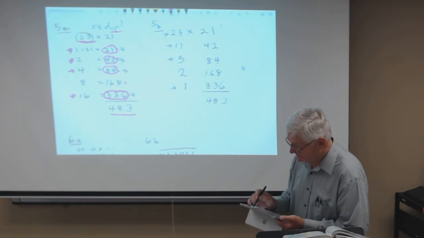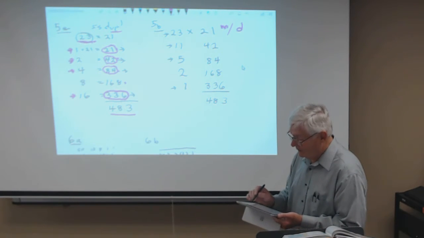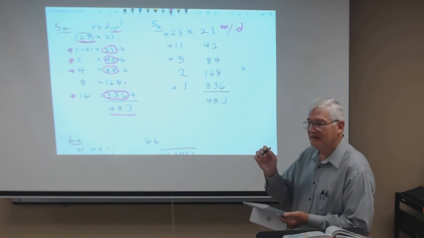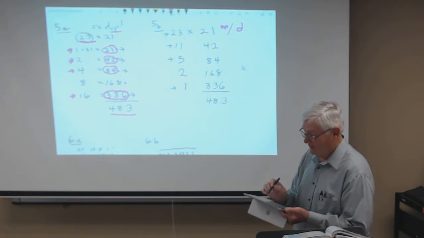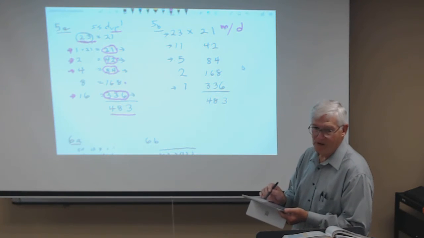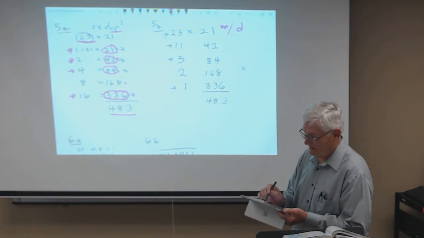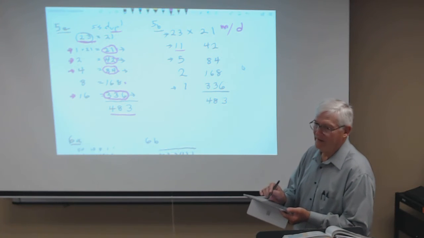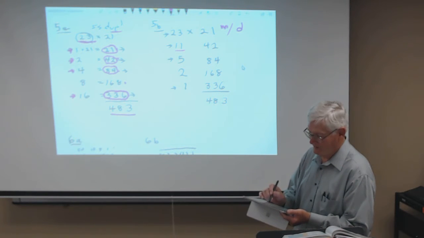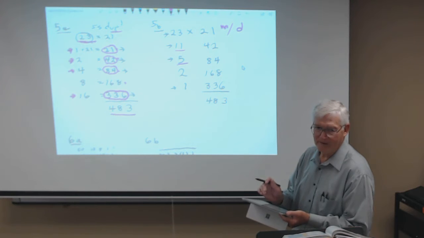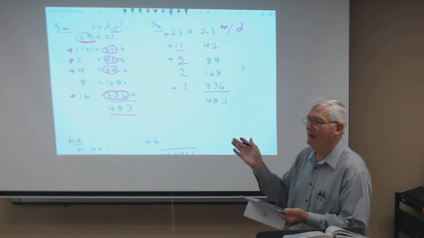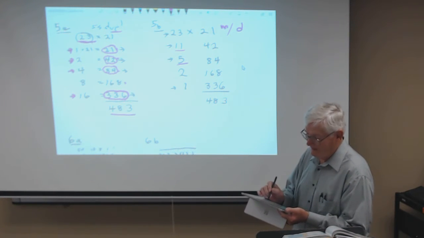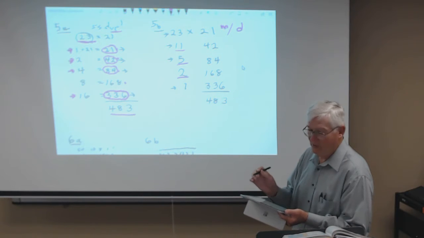Mediation and duplation. Well, mediate means divide by 2. What's 23 divided by 2? 11. What about the remainder? Oh, just throw it away. What's 11 divided by 2? 5. What about the remainder? Just throw it away. What's 5 divided by 2?